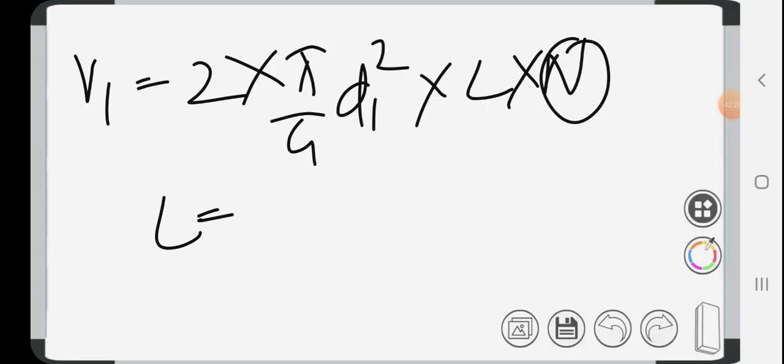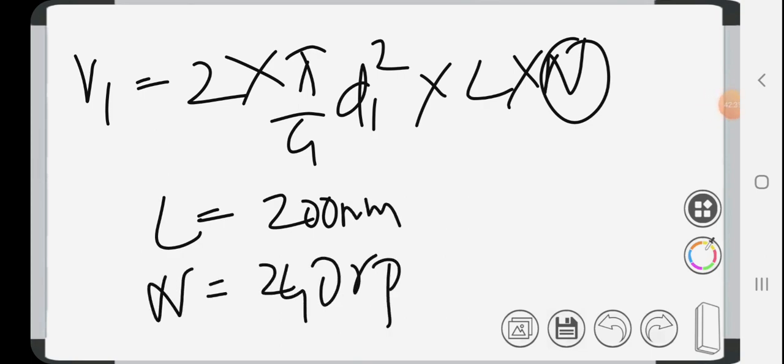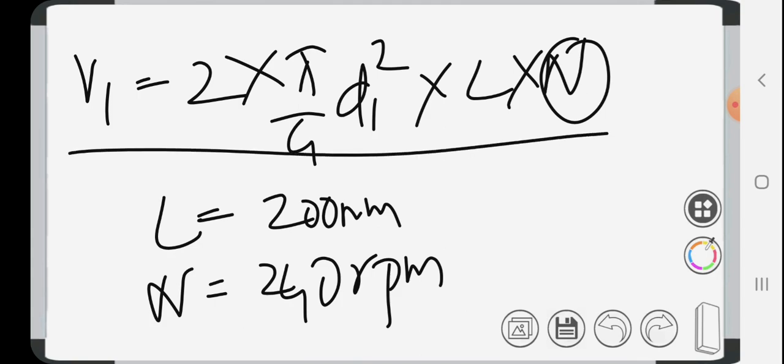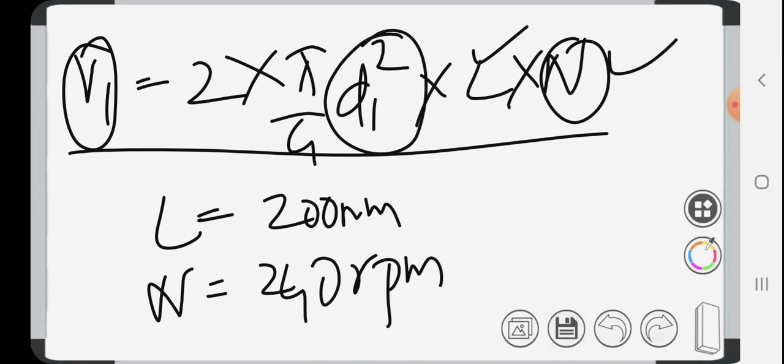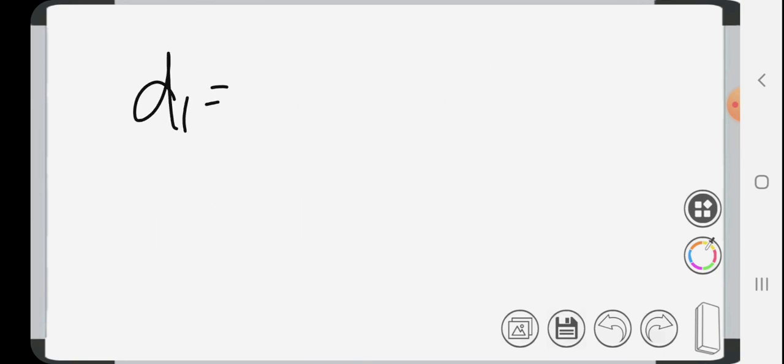L equal to some 200. How much was the stroke length? 200 mm. N equal to some 240 rpm. Okay, so this is the equation. So V1 is known, L and N are known, so you can calculate D1. So D1 will be 38 centimeter.